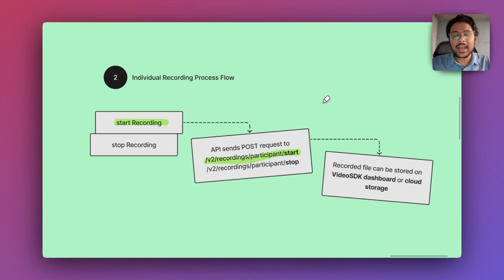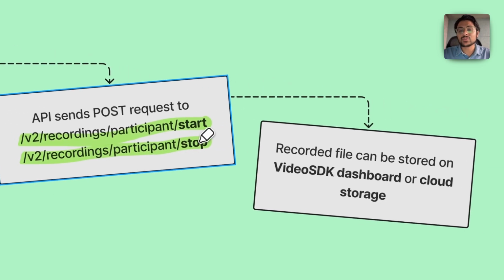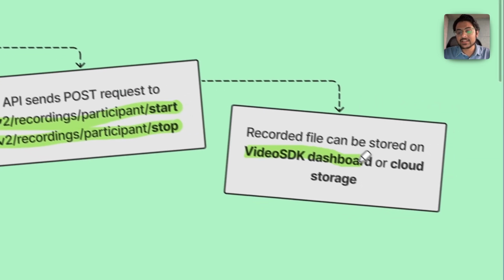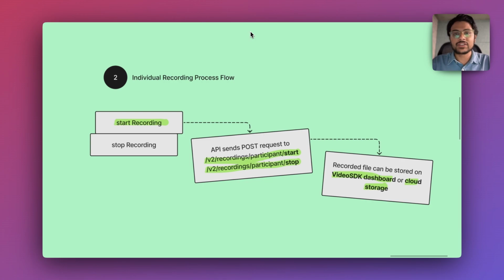specific participant, and obviously at some point we want to stop recording for that participant. In order to achieve that, we can make another POST request to the endpoint to stop participant recording. Once that's done, we can get access to the recording through Video SDK's dashboard, or we can configure our own cloud storage. So in our application, let me show you how we can achieve that.